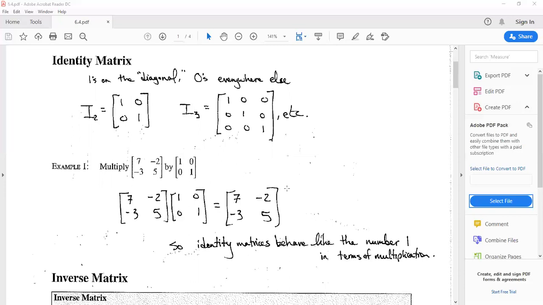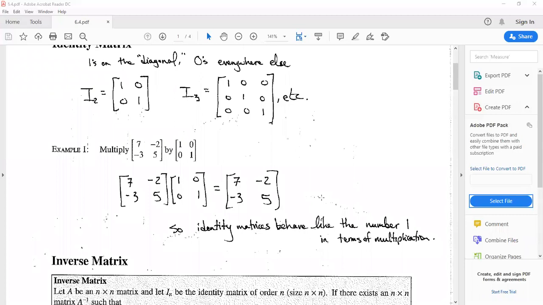And so this is the key here: identity matrices behave like the number 1 does in terms of multiplication. Remember, I didn't write it here, but I sub 1 is a 1 by 1 matrix whose only entry is the number 1. It's the number that when you multiply any other number by 1, you get whatever you started with back. So it's the number that multiplication doesn't do anything to.